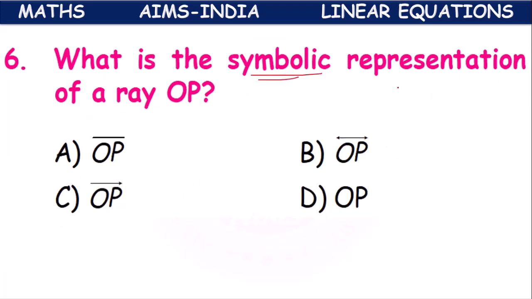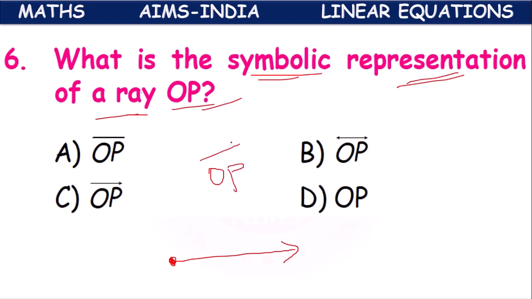What is the symbolic representation of ray OP? Ray means which will be having one fixed point, can be extended in one direction. So OP, bar with one side arrow mark. So no arrow mark, two sides arrow mark, one side arrow mark. C option is correct.